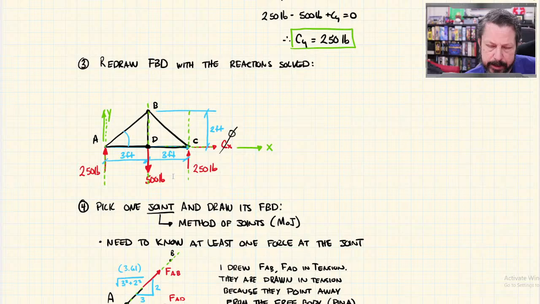CD, or I might have said that wrong. CB is equal to AB. CD is equal to AD. Those are, by symmetry, the same. I don't know what BD is. We'd have to come back to that. Actually, I do know what it is, but it's 500 pounds. But that's because it's a special case. And you'll get more familiar with those as you go along.